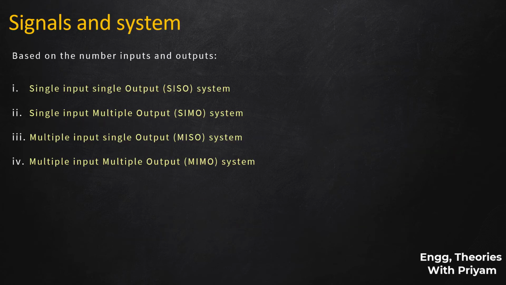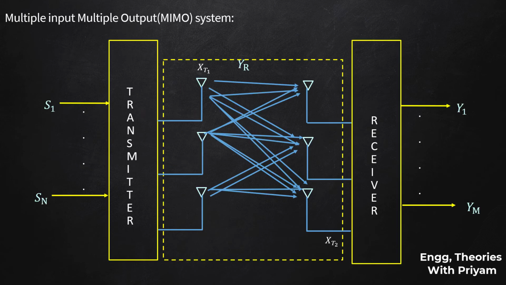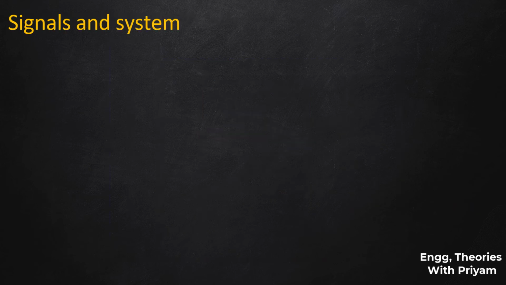Multiple input, multiple output system or MIMO system. In the MIMO system, there can be multiple transmitting antennas from which signal can be sent, and there are also multiple receiving antennas through which signal can be received. In the MIMO, since there are multiple transmitting antennas, the signal can be transmitted by any antenna, and therefore the signal can follow any path to reach the receiving end.